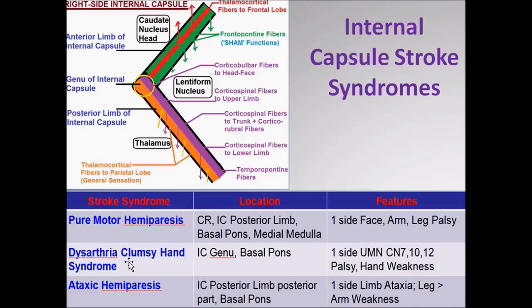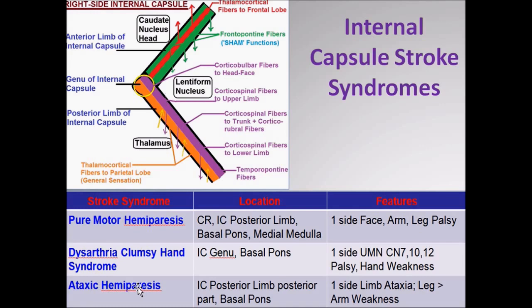Another one is called the dysarthria clumsy hand syndrome, where the location of lesion is in the genu and the anterior part of the posterior limb. So therefore, the patient presents with one-sided CN 7, 9, 10, 12 upper motor neuron cranial palsy and weakness of the arm, because we remember we had said that the corticospinal tract fibers to the upper limb are located here. So the dysarthria clumsy hand syndrome, the location of stroke is here.